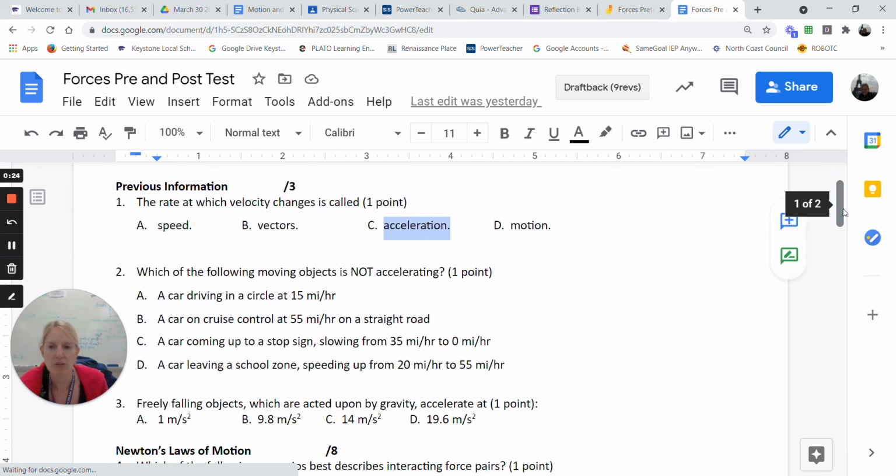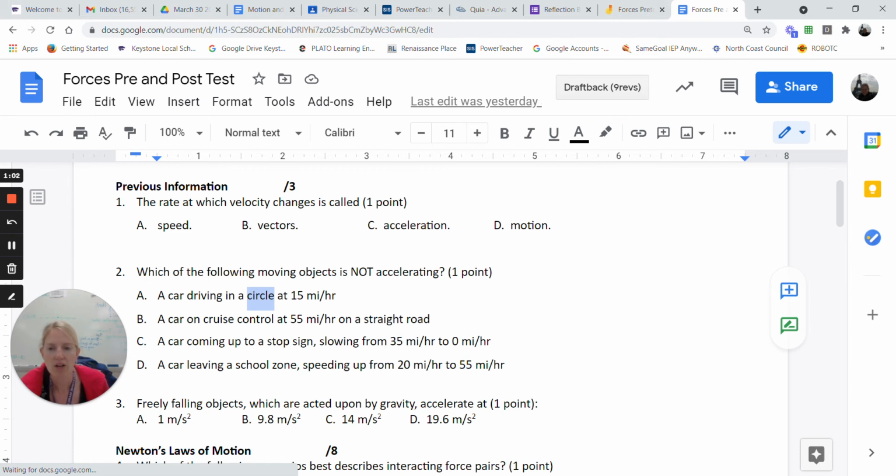The second question that we learned about previously is about objects that are accelerating. So in order for something to accelerate, we know that the velocity has to change. And we learned last unit that velocity is speed and direction. So we would need either a change of speed or a change of direction in order for an object to accelerate. So our options include a car driving in a circle, so constantly changing direction, but it's at the same speed. But since it's changing direction, it's not accelerating.